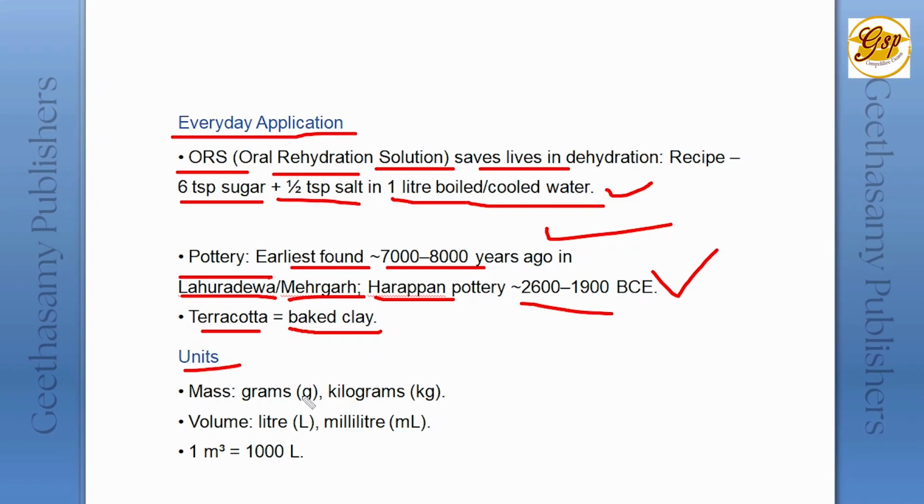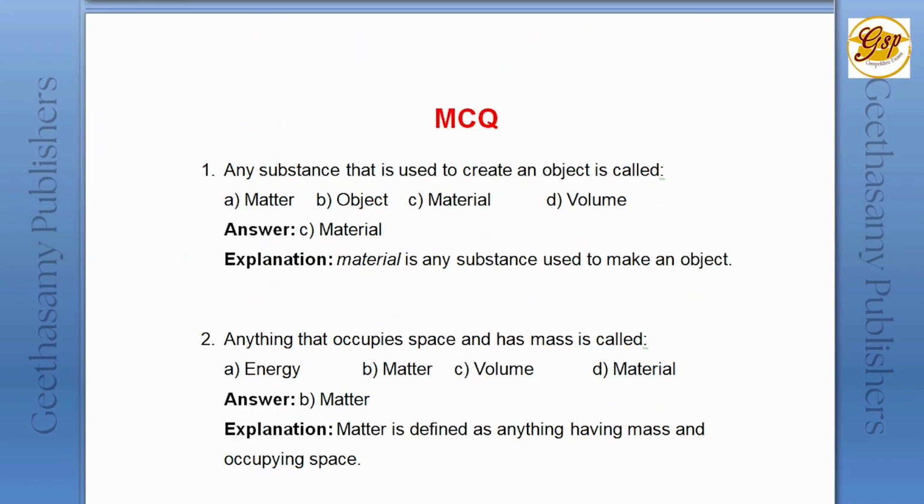Units: mass is in grams, kilograms; volume is in liter, milliliter. 1 meter cube is 1000 liters. So we'll go to the questions. Maybe around 80 questions are there in the chapter.